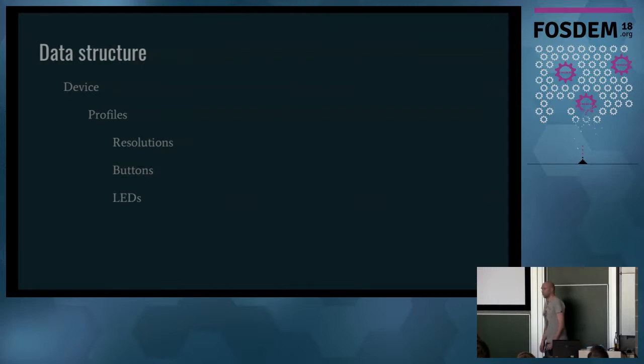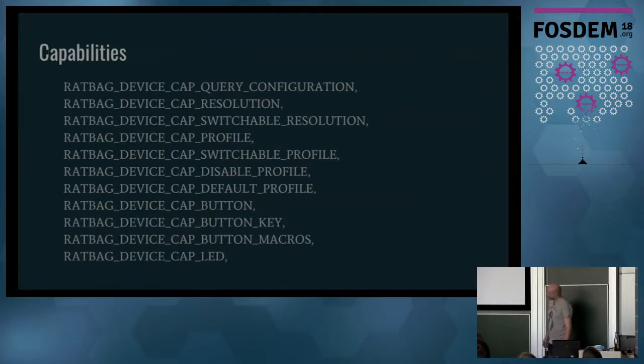So the basic data structure within libratbag is that you have a device. On the device, you have multiple profiles, at least one. In that, you can have different resolutions that you can switch between, where you say one has a DPI of 800 and the other one 2000 or whatever you need. And you have your button mappings and your LED settings.